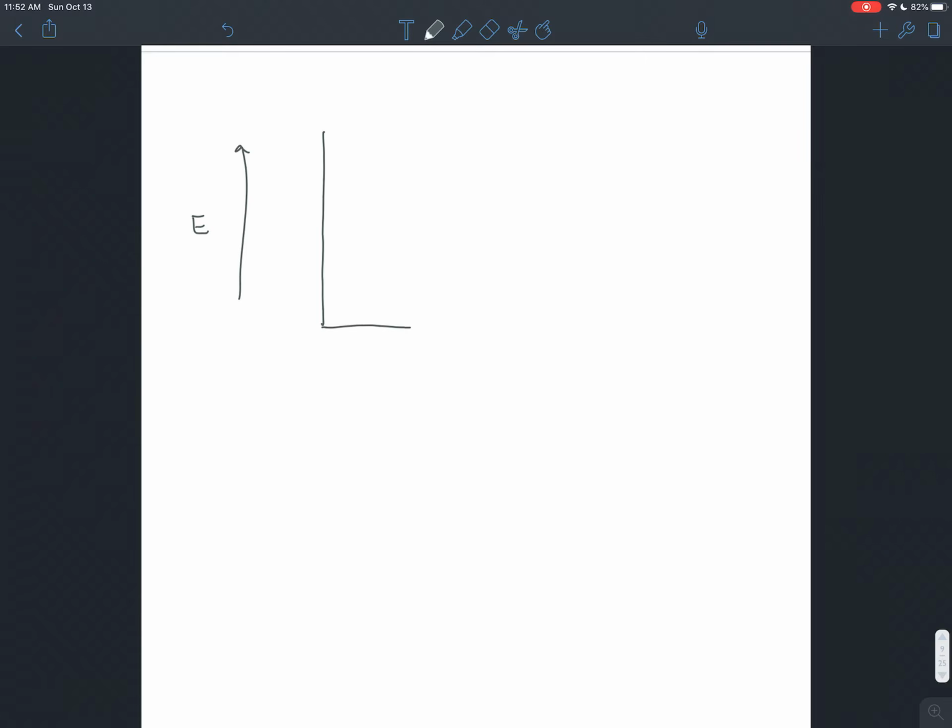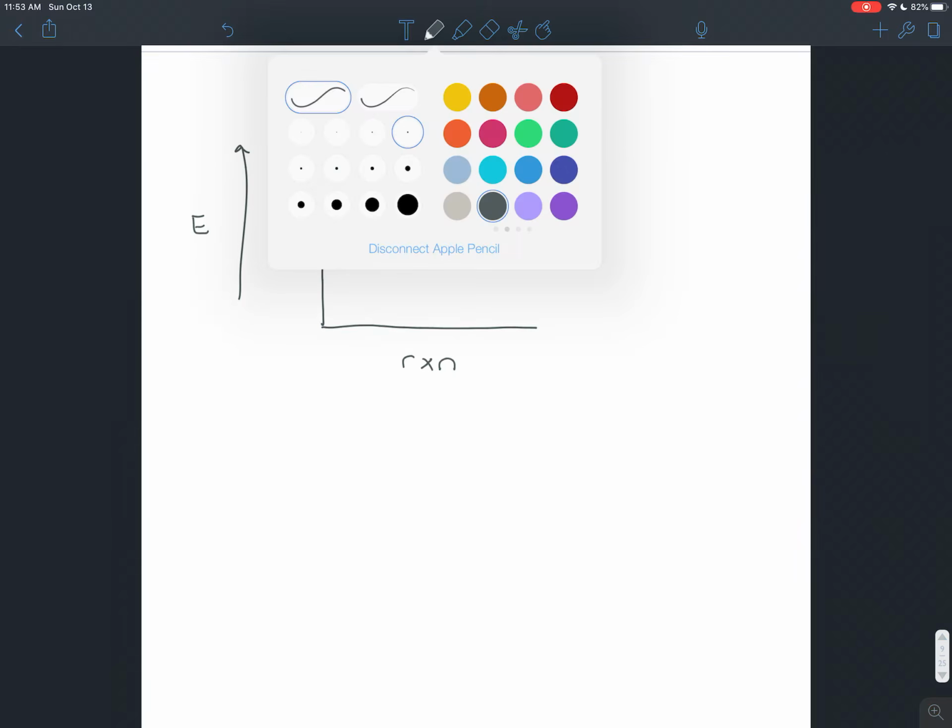The x-axis is the progress of the reaction. An abbreviation for that is Rxn. So Rxn is just an abbreviation for the word reaction. So it's not necessarily time, it's just the progress of the reaction.